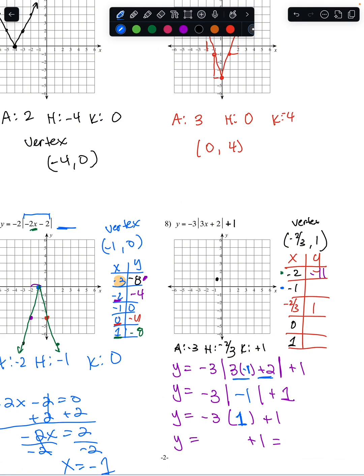Now I'm going to do -3 times 1 is -3. And then I got that plus 1. That was just hanging out. -3 plus 1 is -2. So my next point is negative. So I got -1, -2.